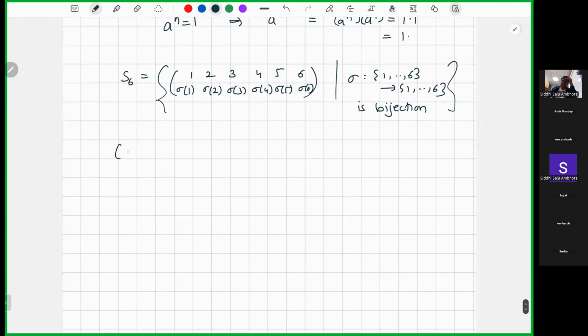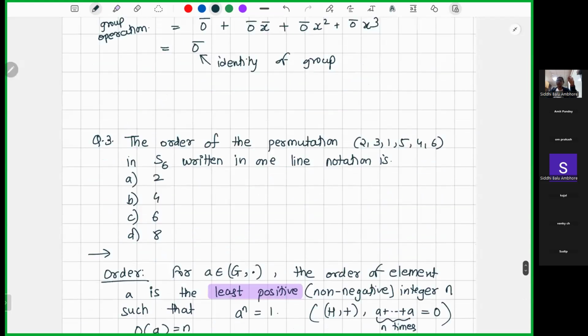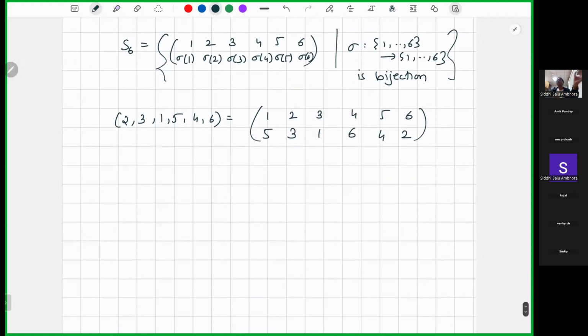And what this cycle 2, 3, 1, 5, 4, 6 means is this: 1, 2, 3, 4, 5, 6, and this means 2 is going to 3. So 2 is mapped to 3, 3 is mapped to 1, 1 is mapped to 5, 5 is mapped to 4, 4 is mapped to 6, and 6 is mapped to 2. Okay, so this is what one line representation of a permutation means. It is just the way of writing them in terms of cycles.